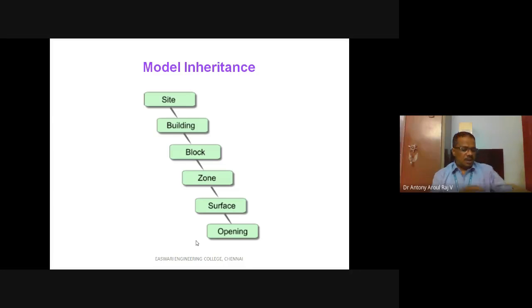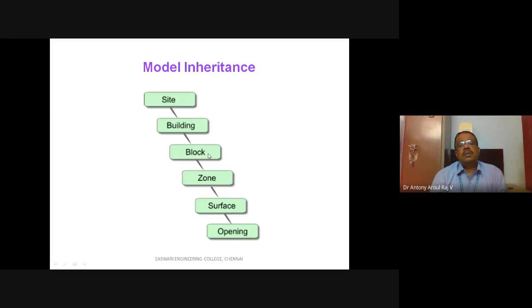Then we go to the building model. In the building model, what is the hierarchy with which we will have the model? In a building, first I will have the site. Site means a location where multiple buildings may be there. In buildings you will have several blocks, but we may not call them blocks. We may call them floors: first floor, second floor, third floor. Those types of floors are what they call blocks.